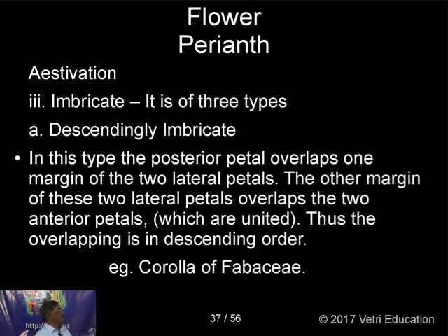Next we will see the imbricate aestivation. Imbricate means more complicated. Imbricate is of three types. The first one is the descendingly imbricate aestivation. In this type, what happens?